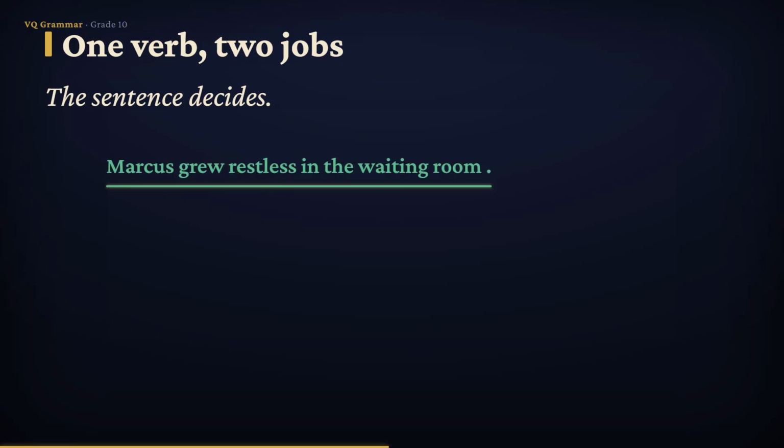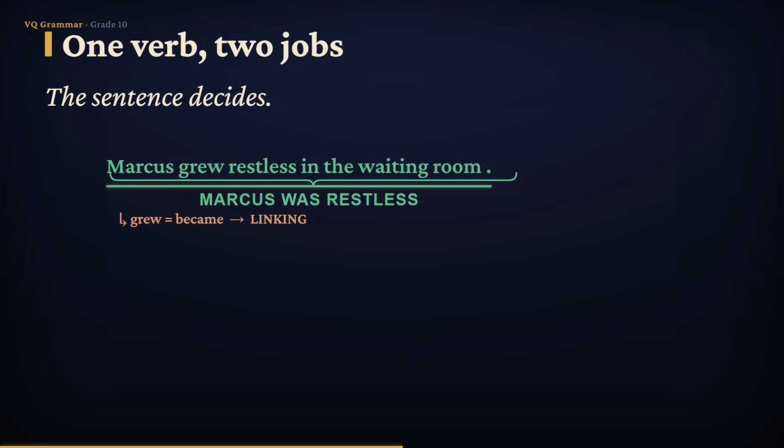Marcus grew restless in the waiting room. Does a form of be fit in there? Marcus was restless. Yes, that works beautifully. So grew is linking, and restless is a predicate adjective describing Marcus.